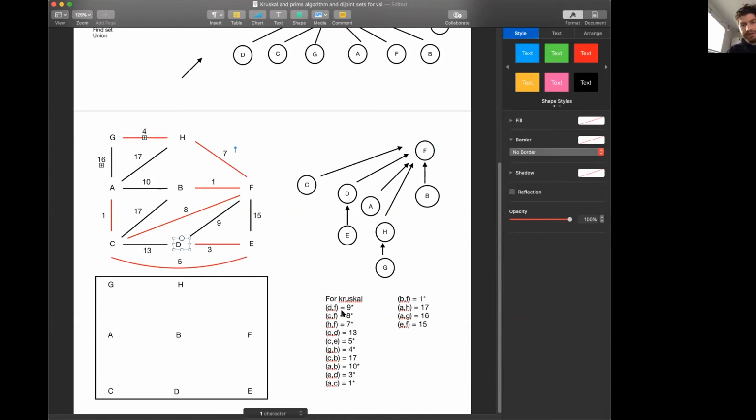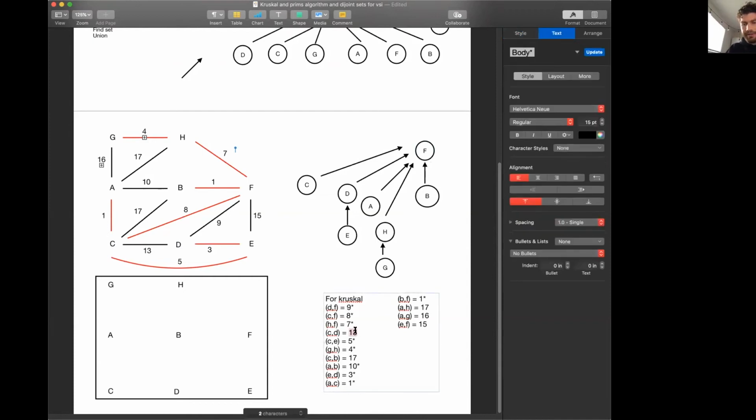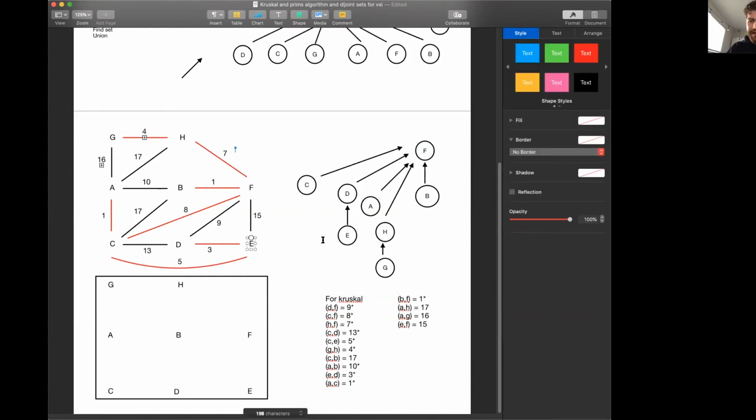And I'm going to start moving a little quickly because it starts becoming the same logic. So we processed 13. It's done. The next smallest is 15, E and F. I call find set on E. And E should give me F because that's the root of its disjoint set.